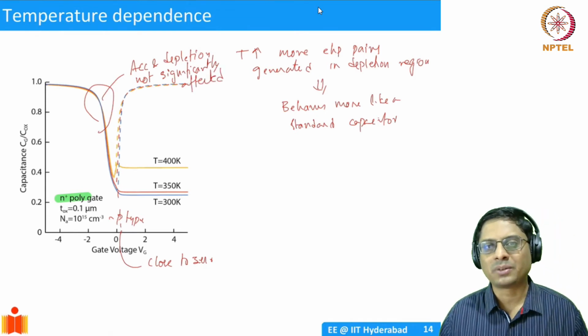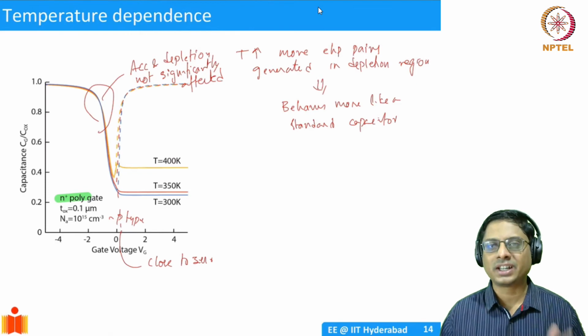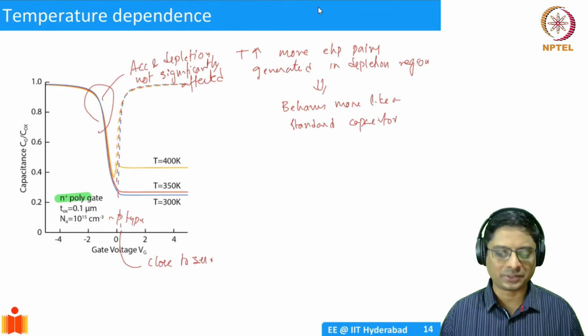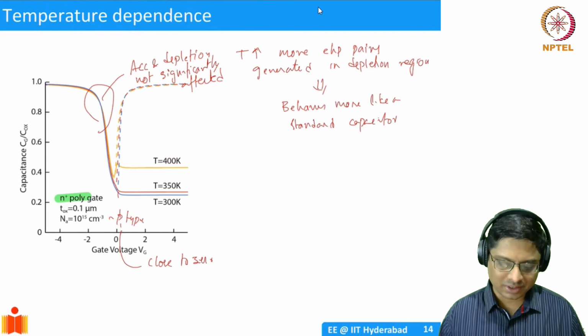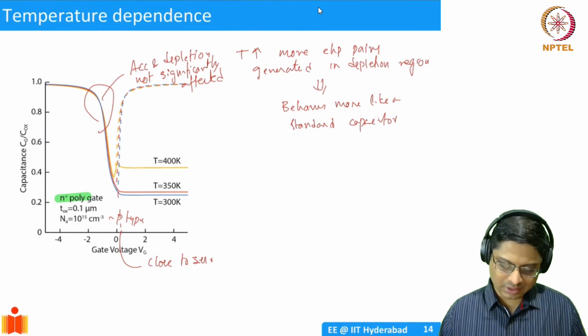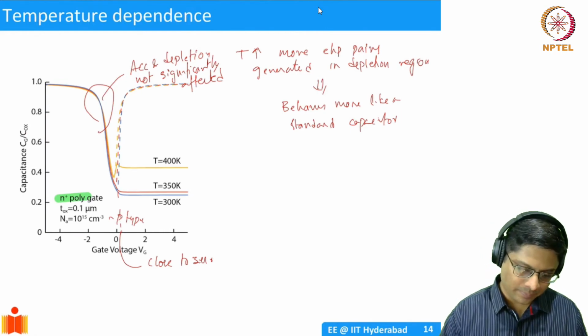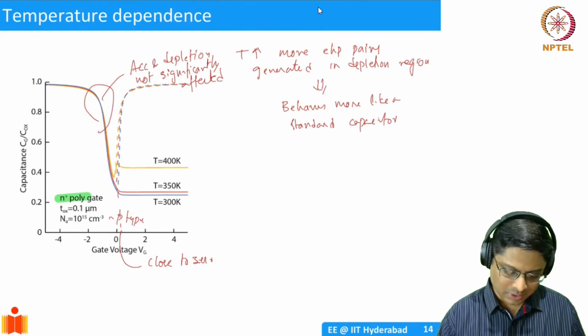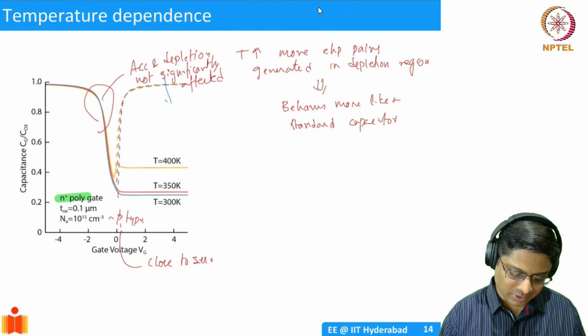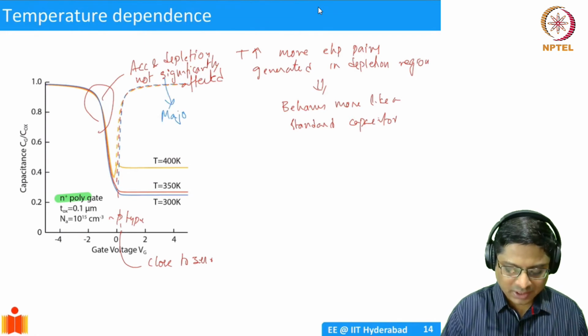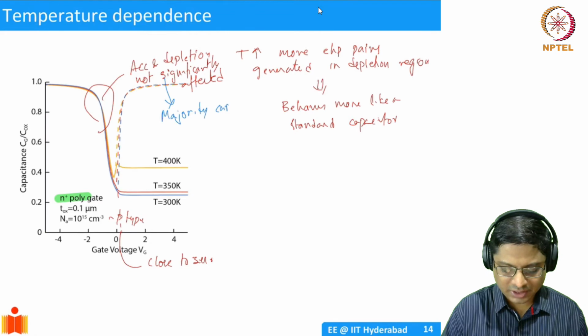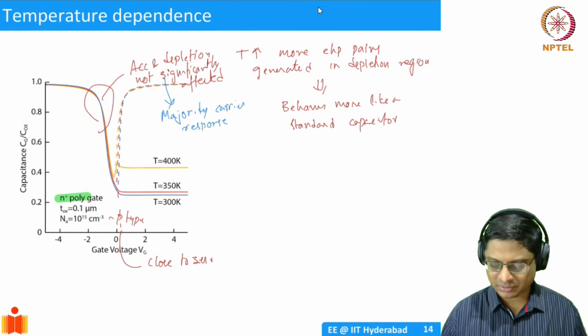Inversion is where you have the problem, because inversion is the minority carrier response. If it is not fast enough, we know how it behaves, right? So inversion is something that you always have to pay attention to. Okay. Yeah, because we also said this is dominated by majority carriers, right? Majority carrier response, and they are quite fast in responding.